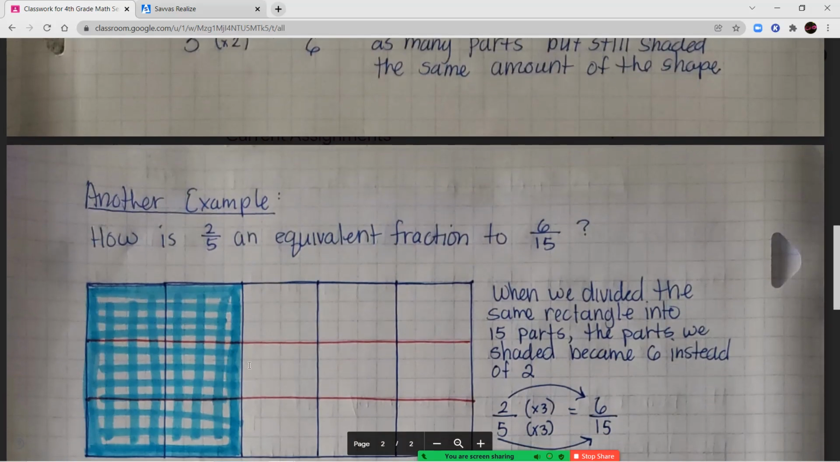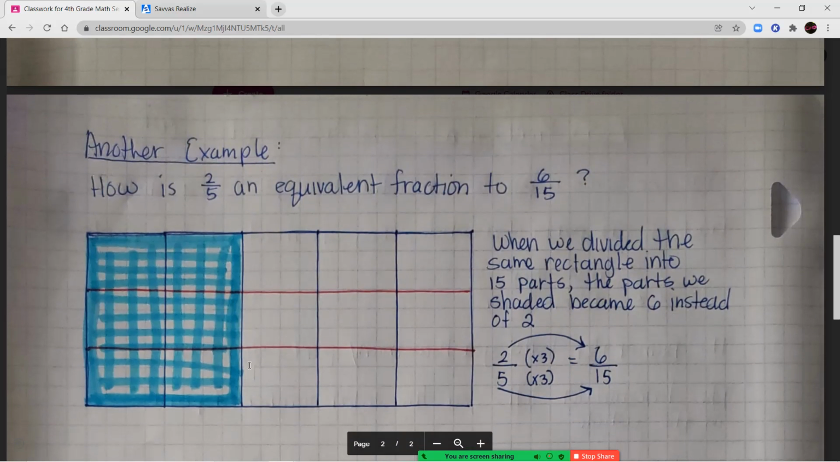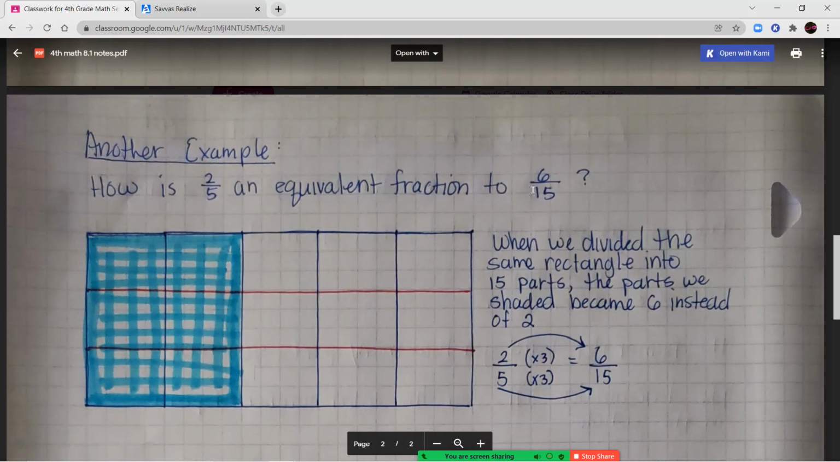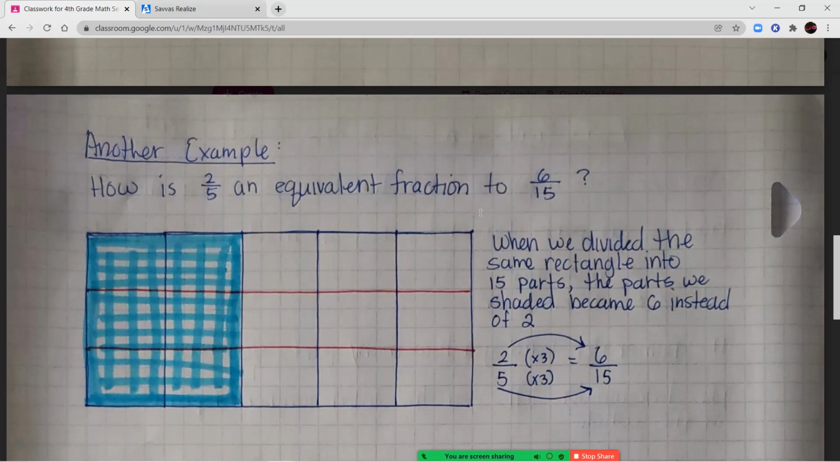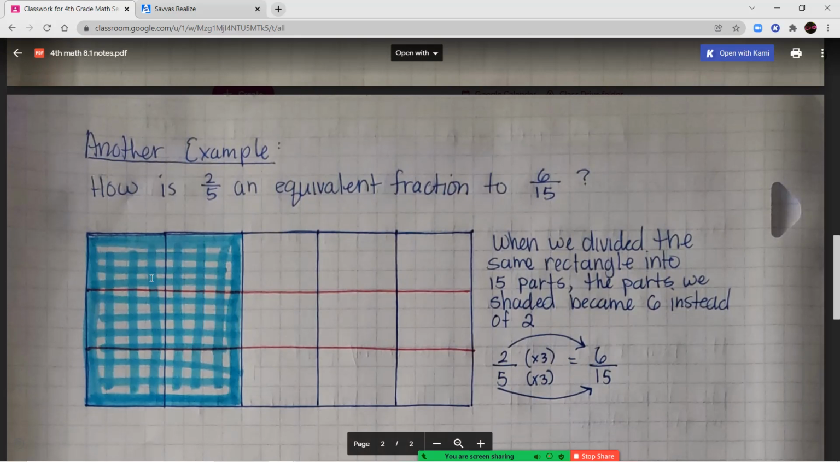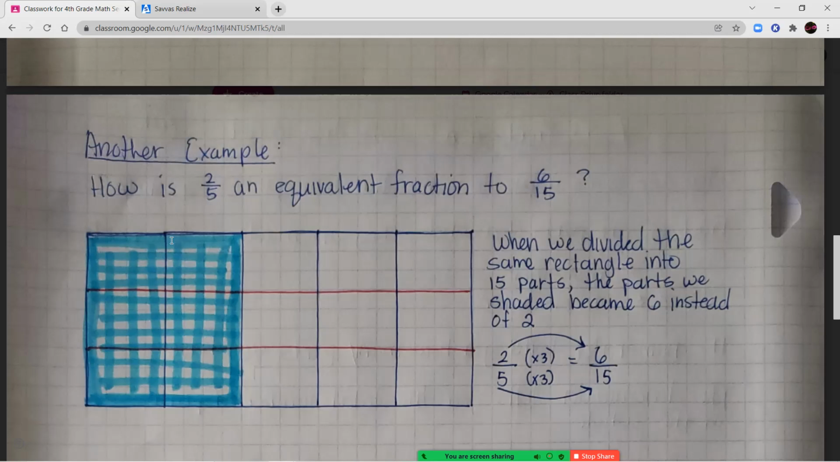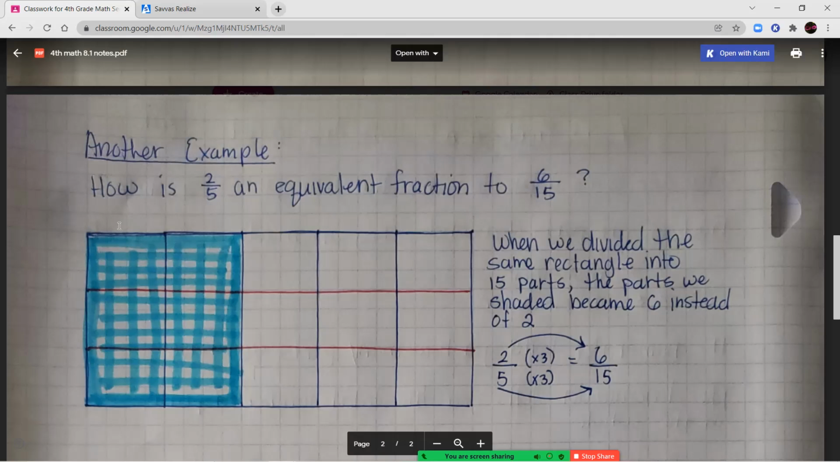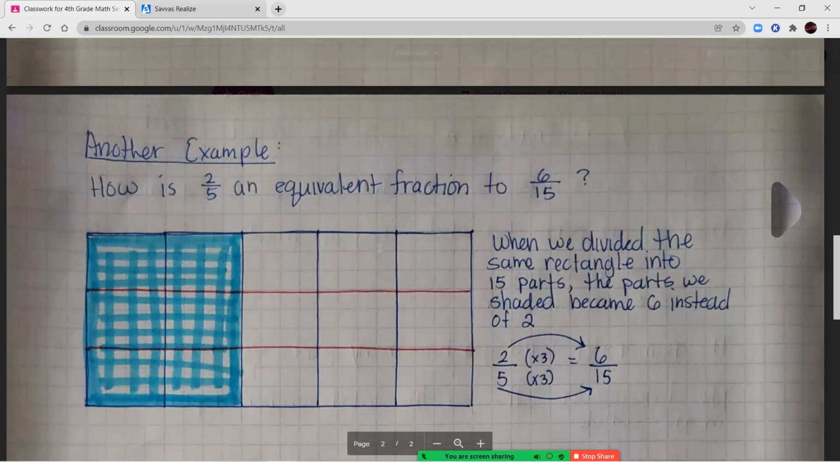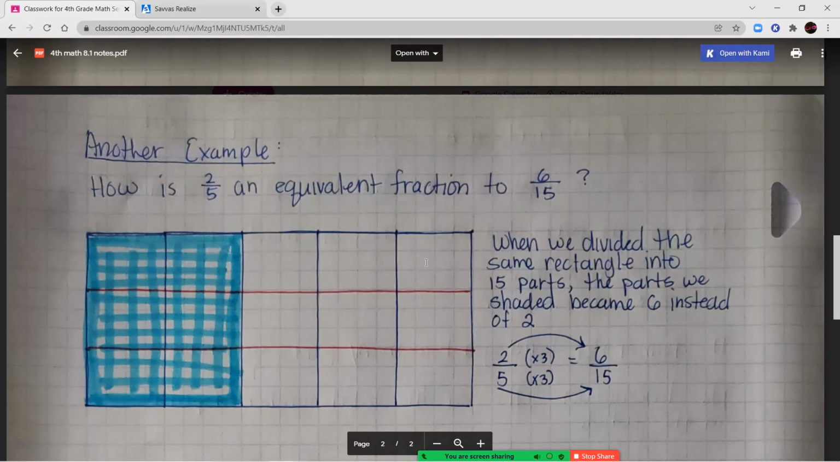Let's take a look at another example. How is 2/5 an equivalent fraction to 6/15? So if I had cut my shape into 6 parts, or sorry, into 5 parts. So I had 1, 2, 3, 4, 5 parts, 5 tall rectangles in this rectangle. And I shaded in 2 out of the 5 parts.